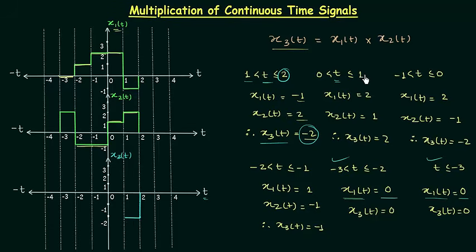When time t is equal to 1, the resultant signal is equal to 2. So when t is equal to 1, x3(t) is equal to 2. I will join these two points. In the same way, you have to complete the plot using the remaining conditions, and this is the final plot of the resultant signal x3(t).